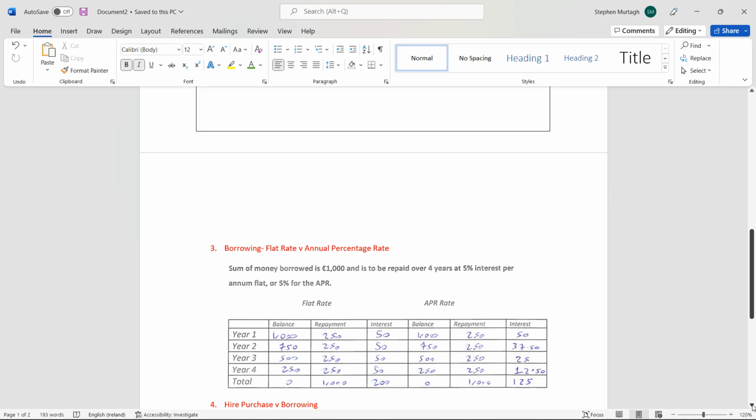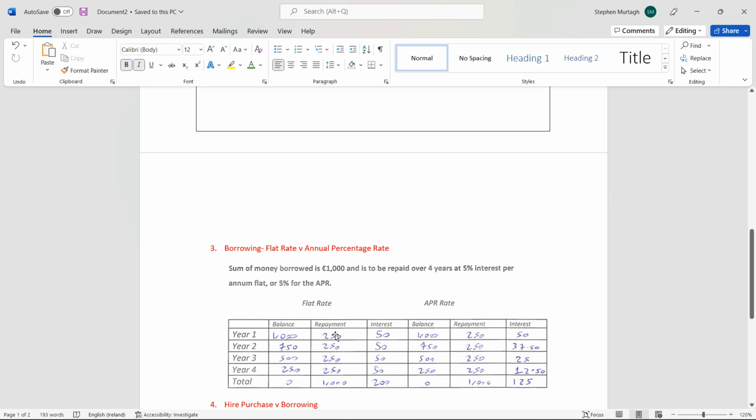So what you do here is you write out your years, year one, year two, year three, and year four. And I would like you to use the headings balance, repayment, and interest. Balance, repayment, and interest. So that's for flat rate and that's for APR. And what we know here is that they're borrowing €1,000 and that is going to be over 4 years. So in other words, that balance column you can see here is going to reduce by €250 per year. €1,000 divided by 4 years is 250. So basically it's reducing by 250 per year until you get to the total at the end and there's nothing left to repay.